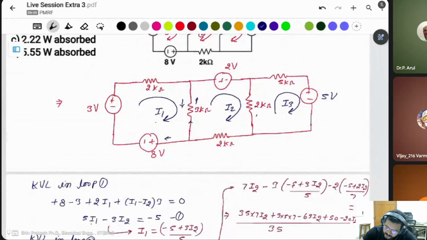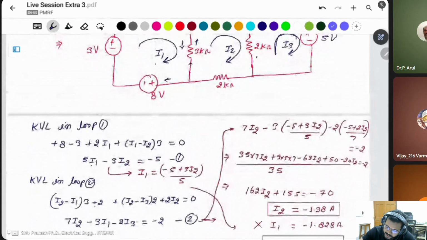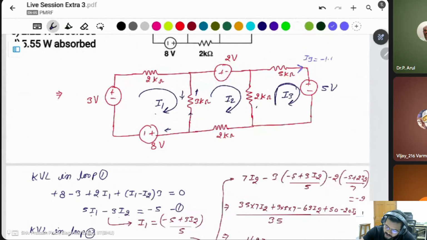Here, I have taken this current direction as the reference for I3, but the value of this one is minus 1.11, negative. Negative shows that the current direction is reversed from the one I took earlier. That's why the current flows in this direction and the current value is 1.11 ampere.